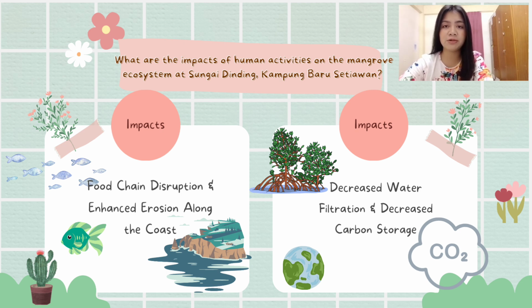Besides, the water filtration will also decrease. When pollutants enter the ocean through mangrove roots, they are captured and filtered. This keeps the water clean for coastal communities and marine life. Forest clearing raises the possibility that contaminated runoff will enter the ocean, endangering the ecosystem and possibly posing a health risk to people. Lastly, the decrease in carbon storage, in which mangrove forests store greenhouse gases like carbon dioxide very effectively.